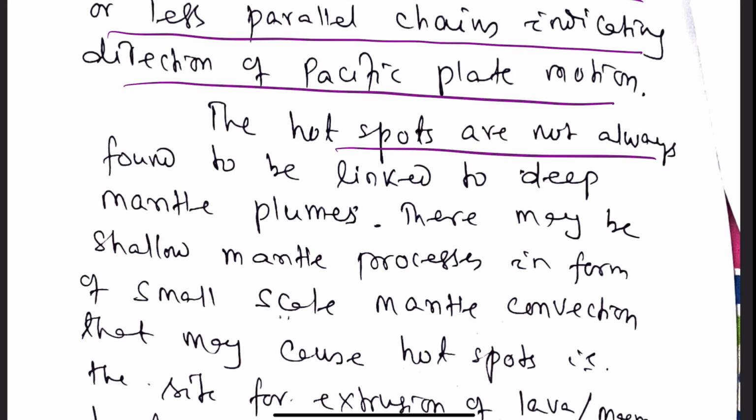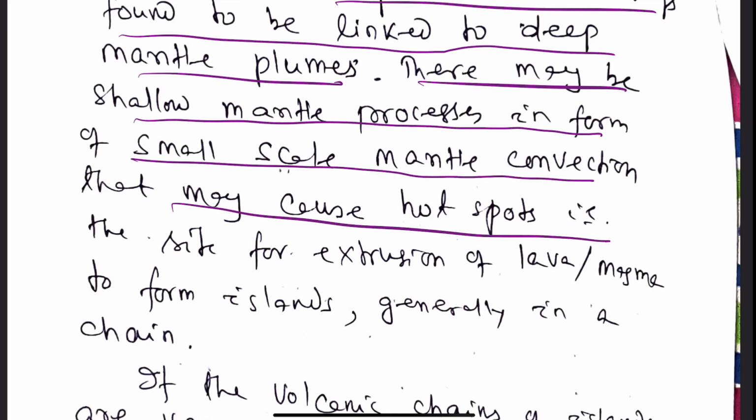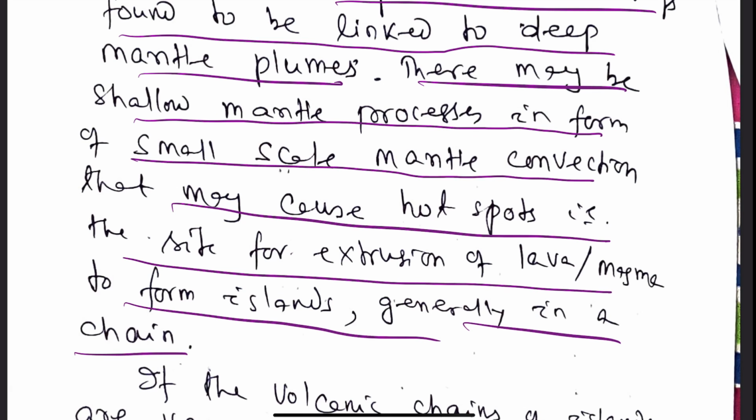The hotspots are not always found to be linked to the deep mantle plumes. There may be shallow mantle processes in the form of small scale mantle convection that may cause hotspots. The site for extrusion of lava or magma to form islands, generally in a chain.